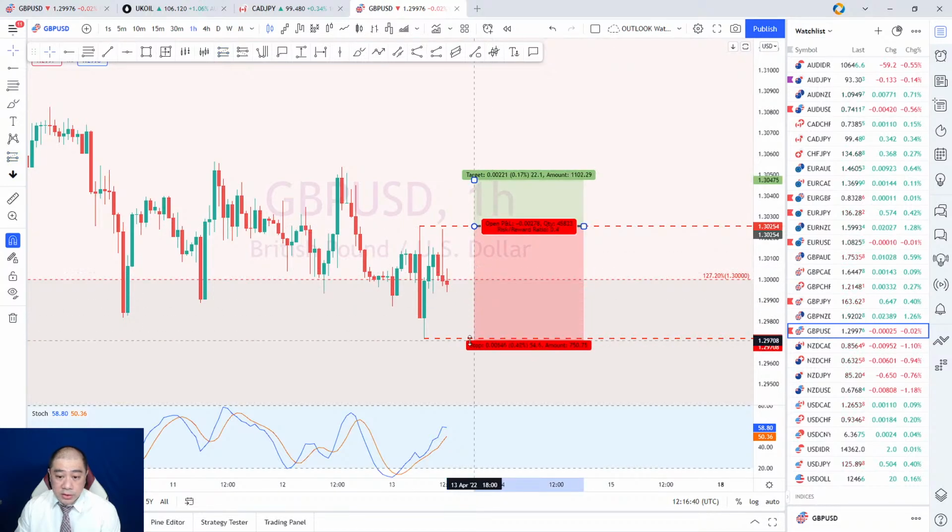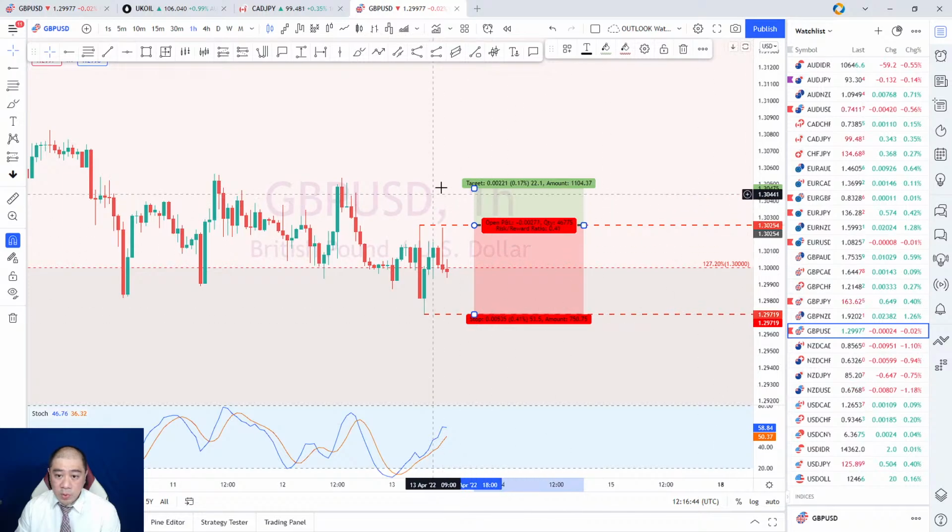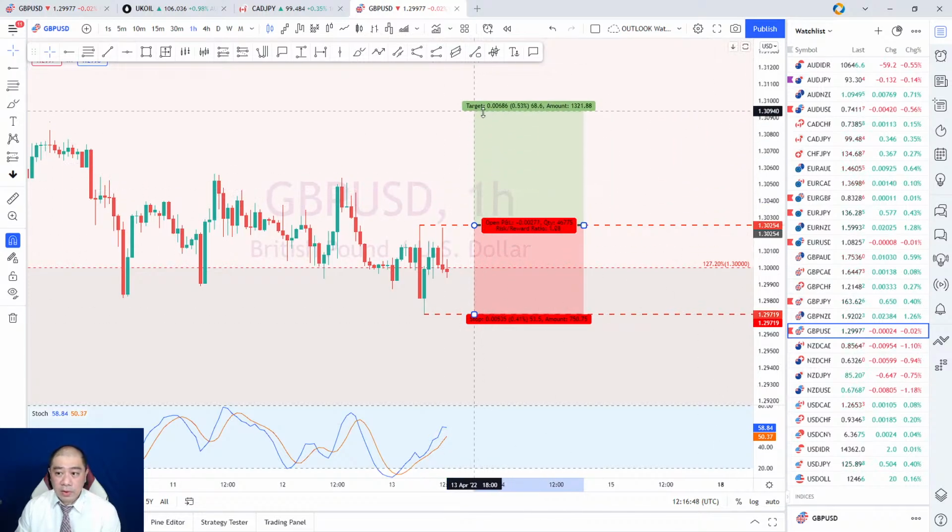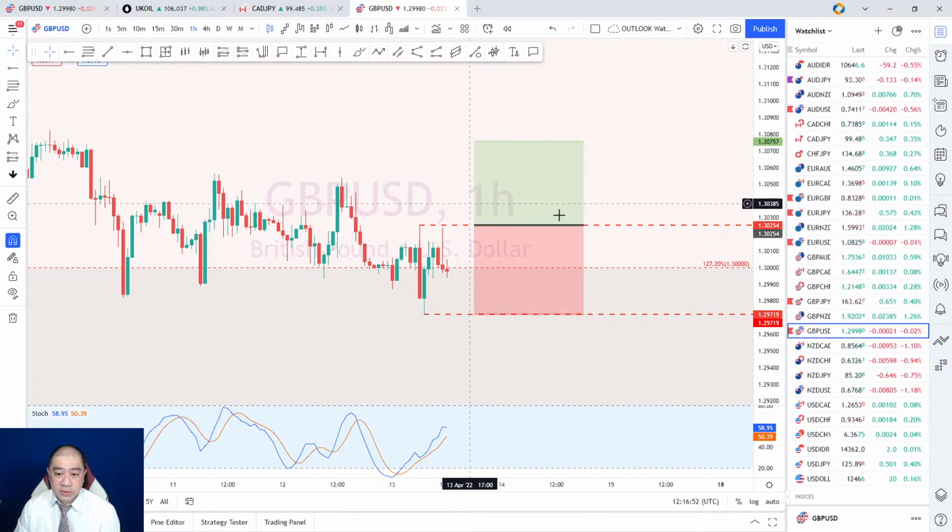Taking a look at the range, that is about 50 pips in terms of downside support. So we could be targeting close to 1.3075, right? That's going to give you about 50 pips to the upside.